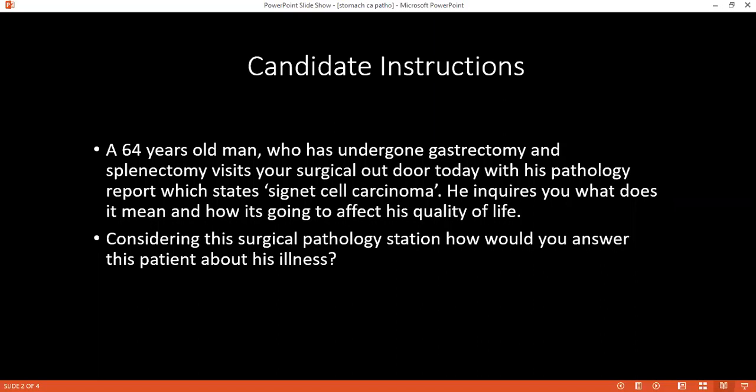Okay, good. Can you please tell me what is the most common histological type of gastric carcinoma? This is tubular adenocarcinoma, the most common histological type of gastric cancer, according to the WHO classification.